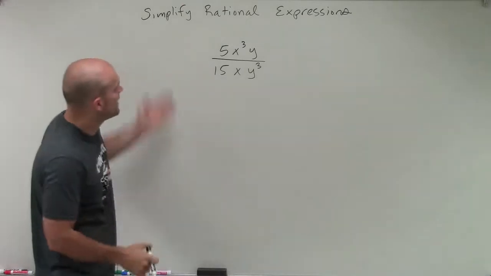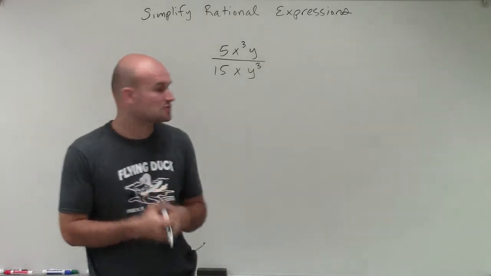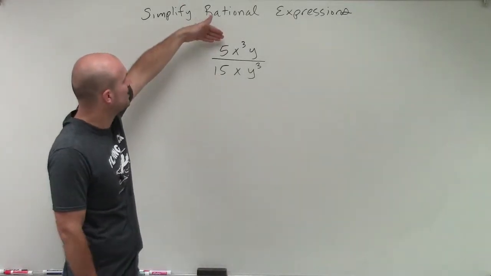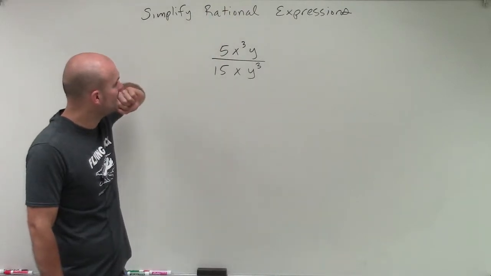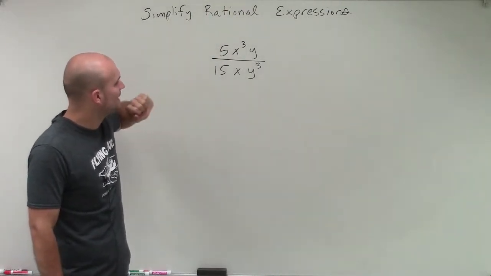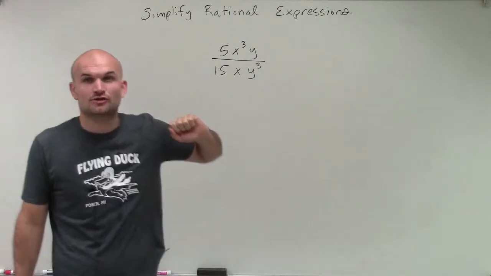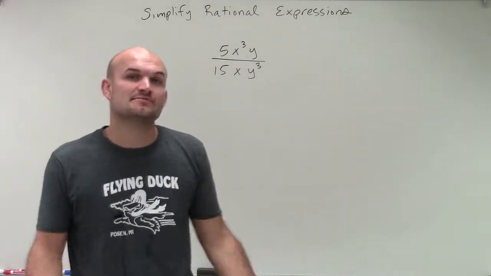Okay, so here we have a rational expression. On the top, we have a monomial of 5x cubed over y, and then in the denominator, we have 15x y cubed. What we want to do is simplify this as much as possible.